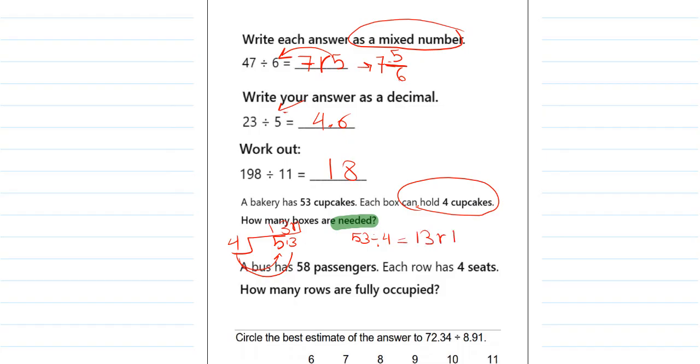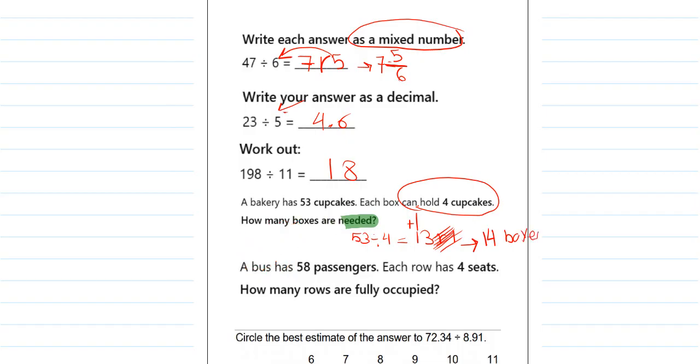But the question asks how many boxes are needed. So if I need to pack 53 cupcakes, I will buy one more box. So you will erase the remainder and add 1 to the whole number. So we need 14 boxes.